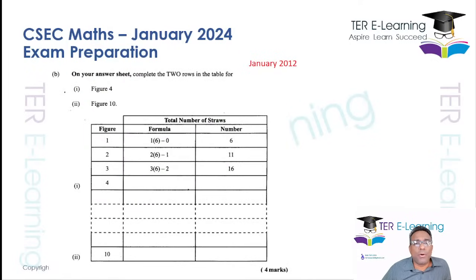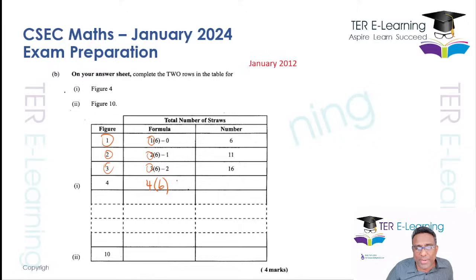Now, what do they want us to do? On the answer sheet, complete 2 rows, figure 4 and figure 10. When you're given a question like this, you have to look and see what the pattern is. If you notice, the figure number is this first number here. So you have a 2 here, a 2 here, a 3 here, and a 3 here. So if this is figure 4, then there should be a 4 here. And the number in brackets is always going to be a 6.